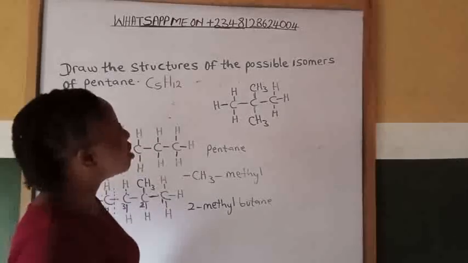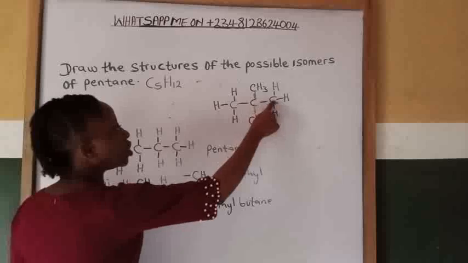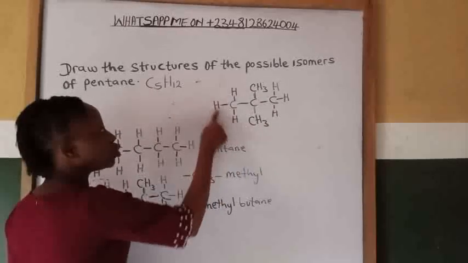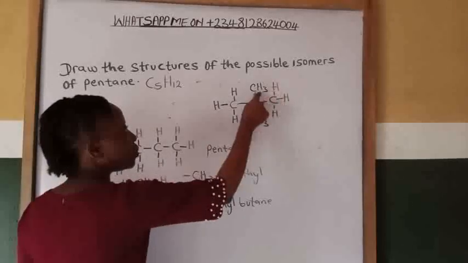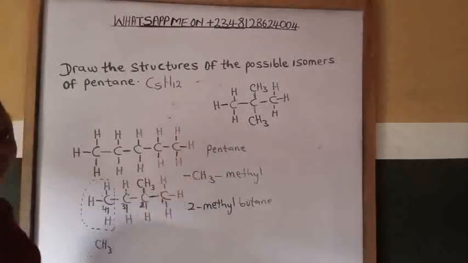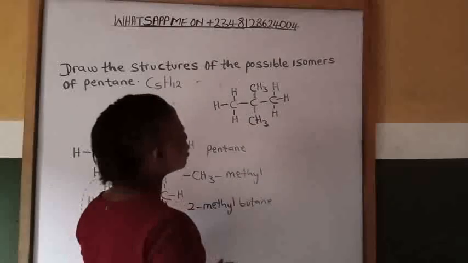So let's confirm that they have the same molecular formula. Let's count. 1, 2, 3, 4, 5. 5 carbon atoms. Let's count the number of hydrogen. 1, 2, 3. So 3 plus 3 will give us 6. 6, 7, 8, 9. 9 plus 3 will give us 12. So they have the same molecular formula, but we are having different structures now. So let's name this structural formula.